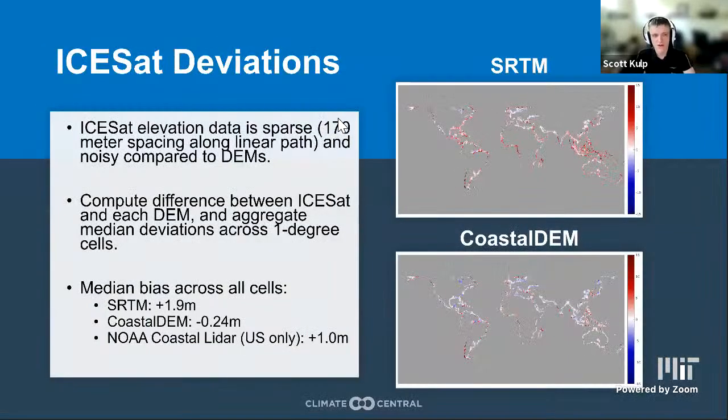Using those ICESat deviations again, we can assess the errors at global scale. Now, the problem is the ICESat data is itself very noisy, and it actually has about a 1 meter bias. But we found that just visually it looks much better, right? Especially in Southeast Asia, Indonesia.